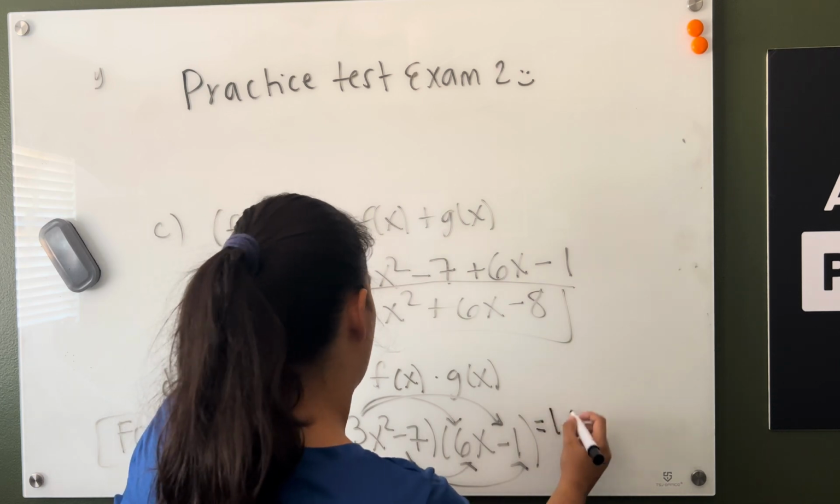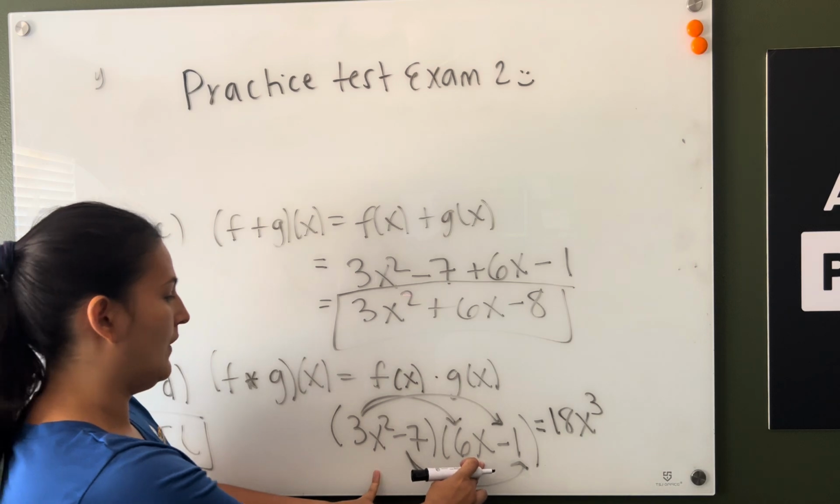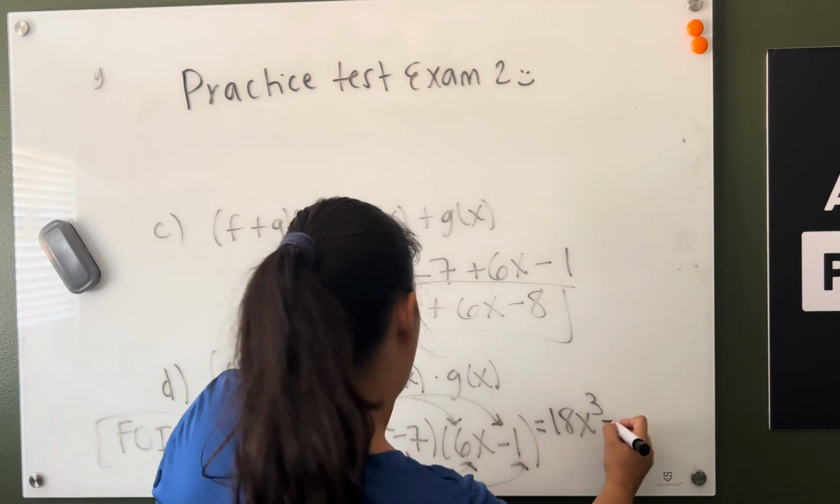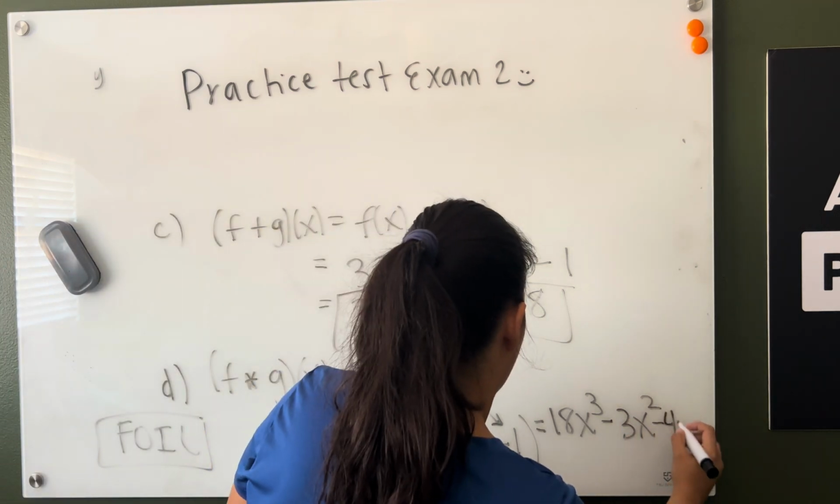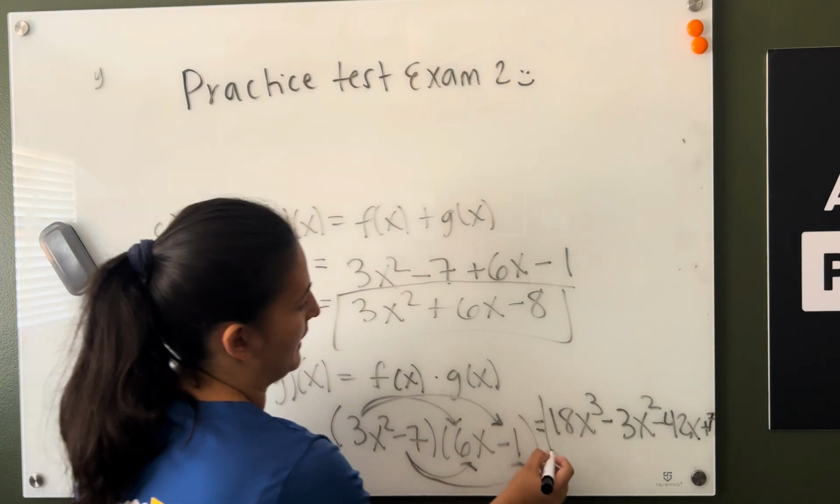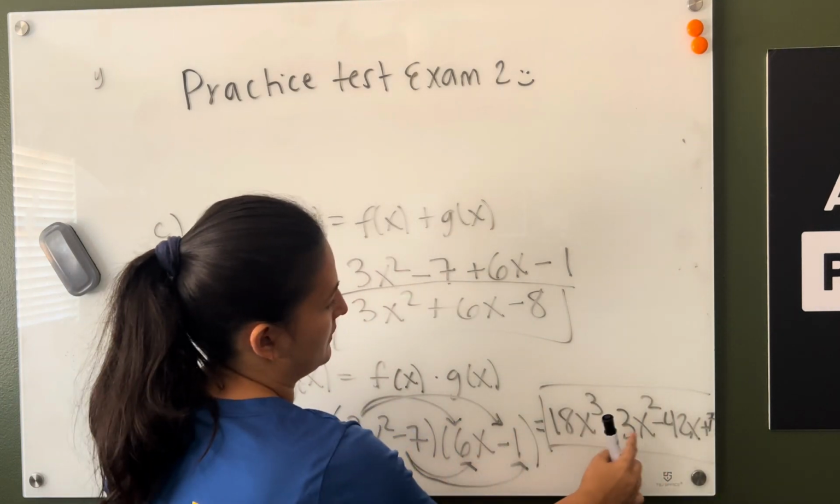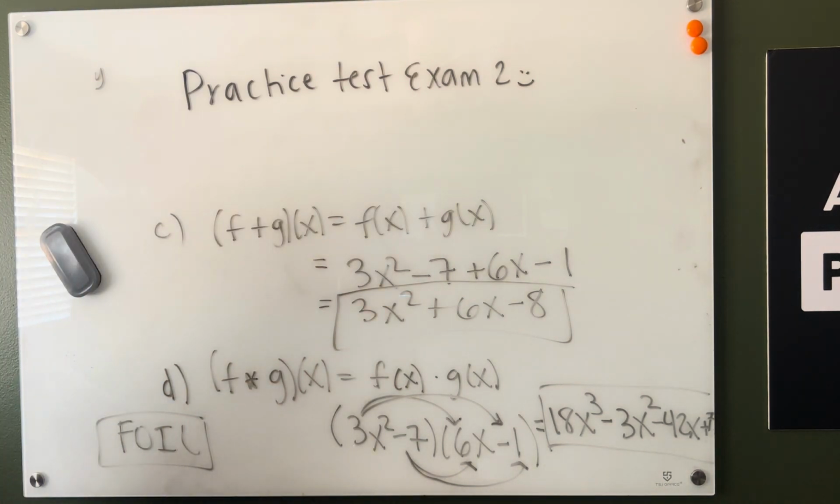So it's gonna be 18x to the third power, because it's x squared times x. Okay, then it's gonna be minus 3x squared minus 42x plus 7. And here I see that I can't add any like terms because here I have x cubed, x squared, x, and then a number. Okay, so that is my final answer, as long as I multiply correctly with the correct signs.